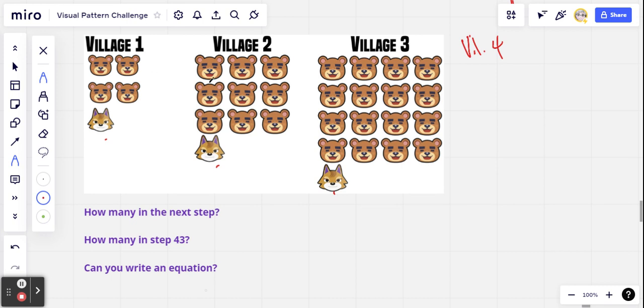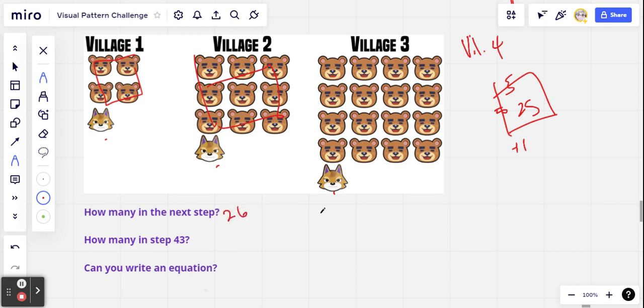But the bears, they seem to always hang out in squares. So there's a 2 by 2 square, there's a 3 by 3 square, a 4 by 4 square. Aha, so I think in village 4, we're going to have a 5 by 5 square of bears. So 25 bears plus one fox. So my prediction for village 4 would be 26 total animals.